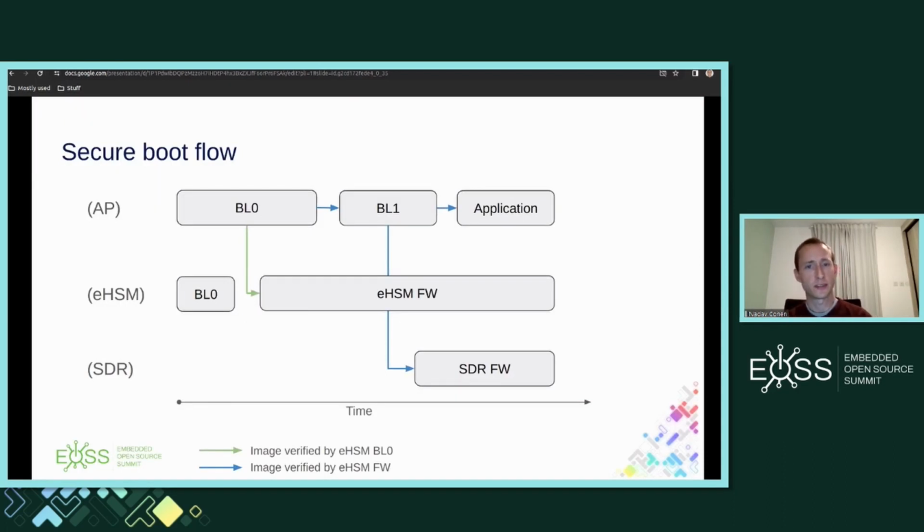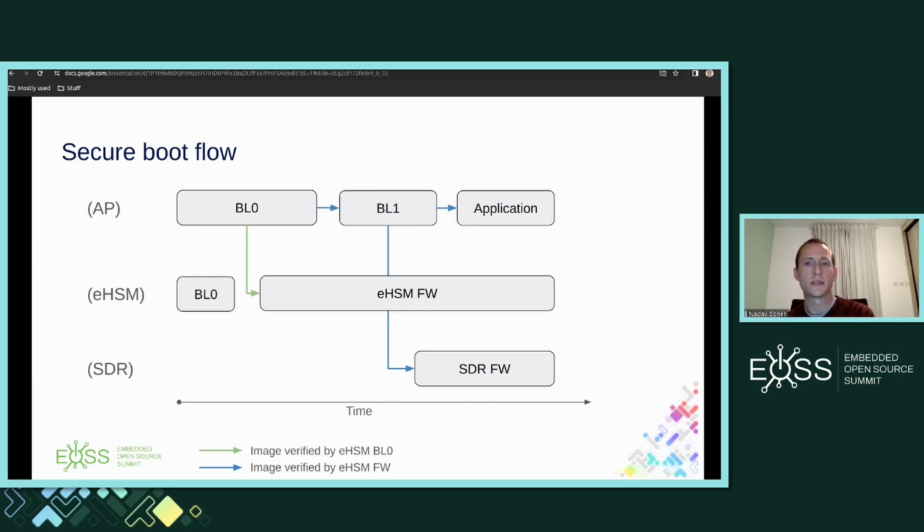Secure boot flow. As I said before, our SoC integrates an embedded hardware security module, or EHSM in short. The EHSM is the root of trust of the system. It has the ability to authenticate, sign, and decrypt the images being loaded along the boot flow.